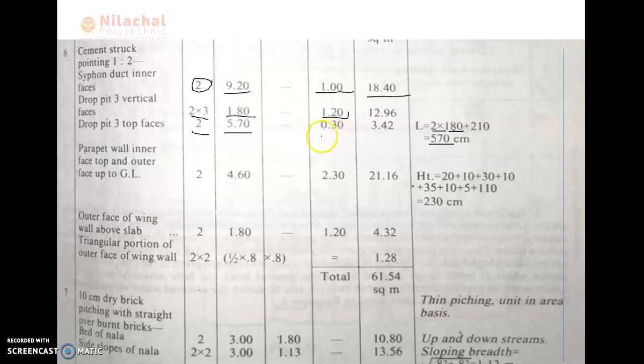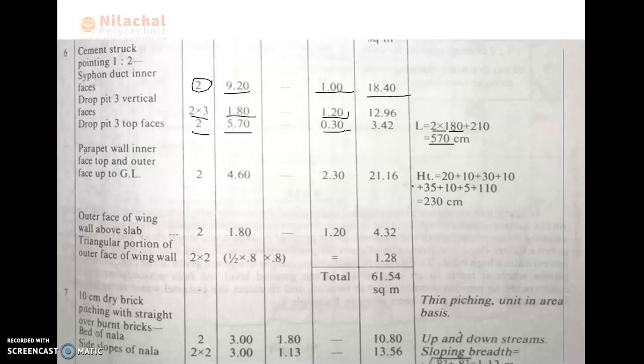The length is the face we calculate here. The breadth is how much? It is equal to the brick wall breadth, which is 0.30 meter or 30 centimeter. So the drop it top face is 2 into 5.70 into 0.30, which is equal to 3.42. Okay. Then after that we go to the parapet wall inner face top and outer face up to ground level. So the inner face and the outer face up to ground level we consider.